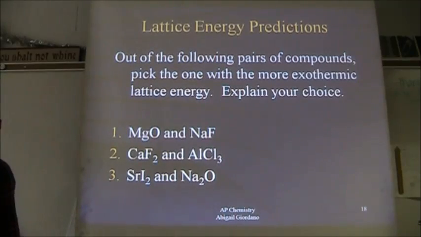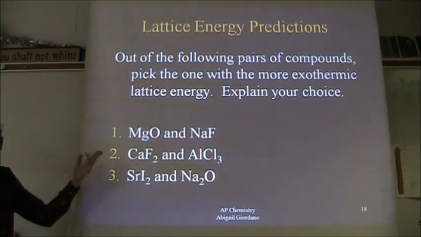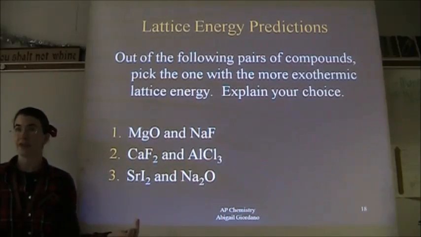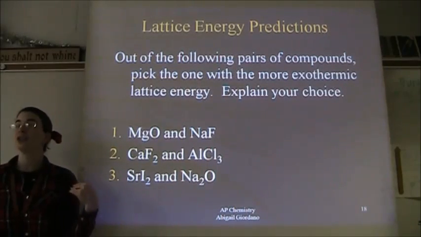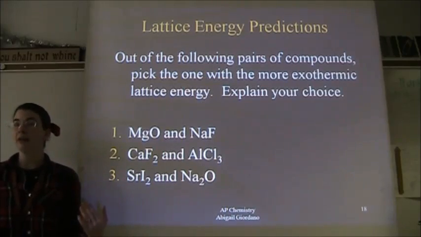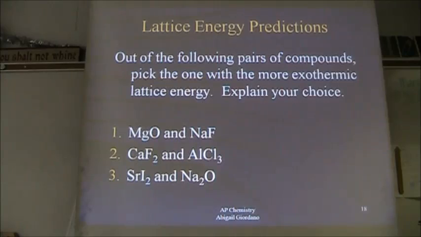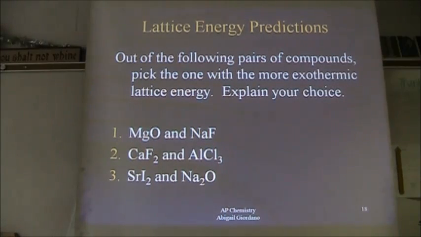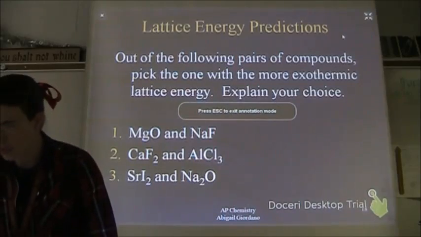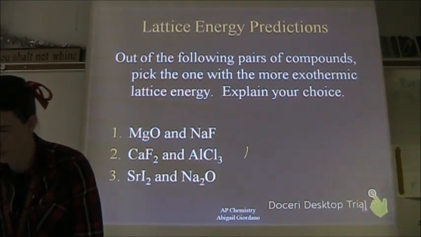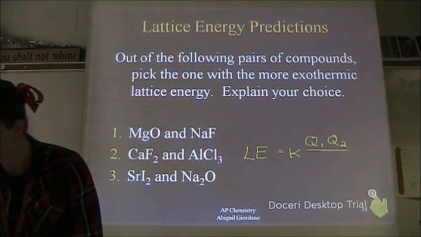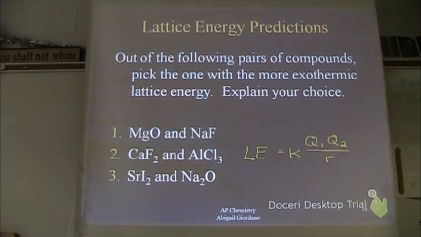Okay, so this is what I want you to do. I've given you pairs of ionic compounds. For each pair, I want you to tell me which one will give us the more negative lattice energy, or maybe the question would say which one has the higher melting point. Try these. Yep, number 3 is tricky. Let's talk these out.